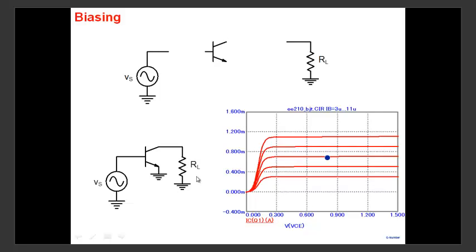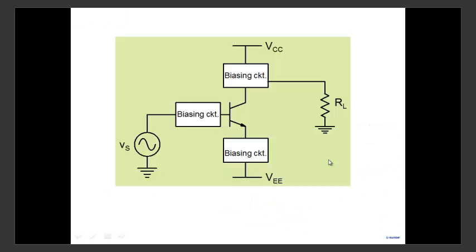What you have to do is take the transistor, bias it in the forward active mode, somewhere in this flat region here, and then after biasing, if you apply your source and you connect a load, you may get amplification. So the purpose of biasing is to attach some circuit here, some circuit here, some circuit here, to push the transistor into the forward active mode.